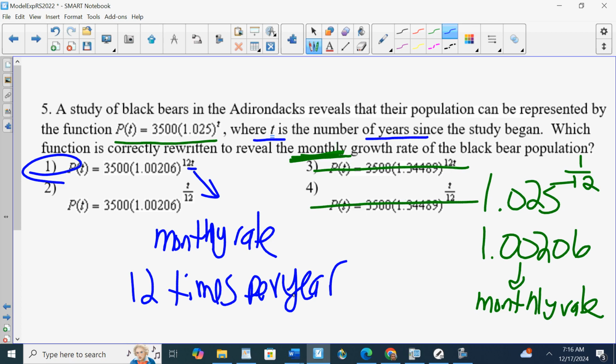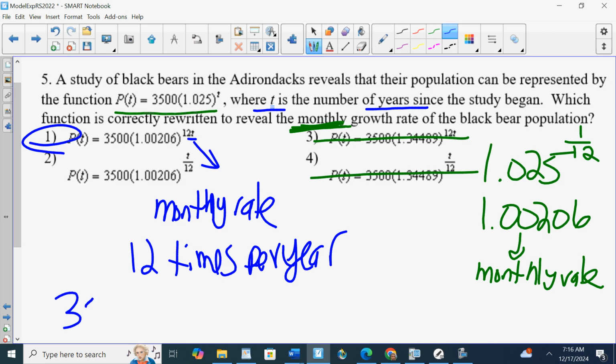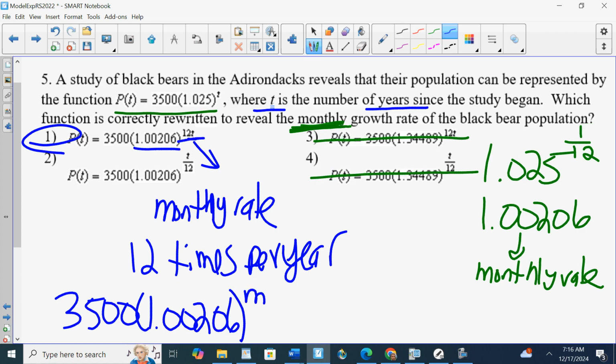If t represented months, then it would be 3,500 times 1.00206, let's call it m, to the power of m. I get the monthly rate 12 times per year. I get the monthly rate 1 time per month. So either one is fair game for your exam. So you have to pay very close attention to what the variable represents.